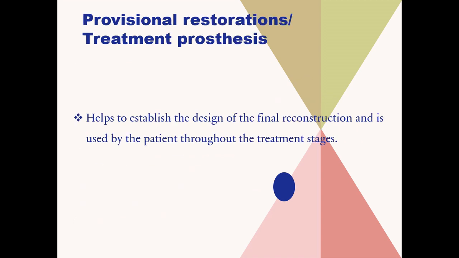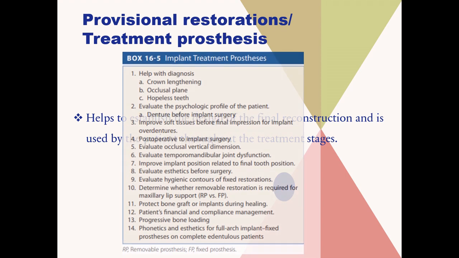So what is this provisional restoration or the treatment prosthesis? Basically this is used to condition or treat the tissues before the actual prosthesis is made. We can also call it an interim prosthesis. This helps to establish the design of the final reconstruction and is used by the patient throughout the treatment stages. So in many treatment plans, the provisional restoration plays an important role. Let us see the uses of these implant treatment prostheses.